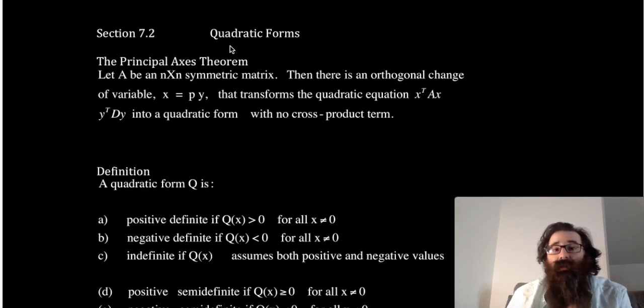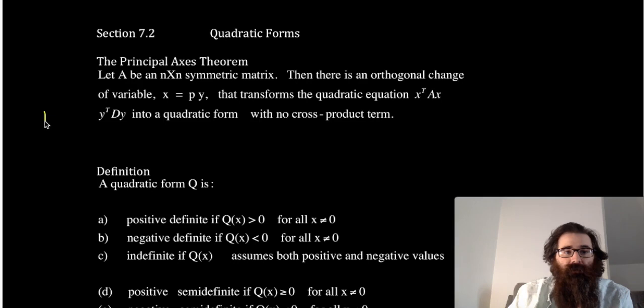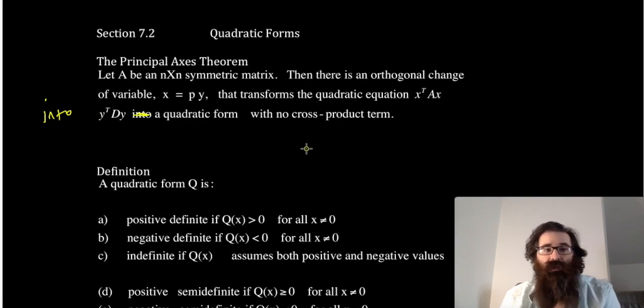To start, we're talking about quadratic forms. The principal axes theorem says, let A be an n by n symmetric matrix. Then there is an orthogonal change of variable, x equals P times y, that transforms the quadratic form x transpose times A times x into y transpose times D times y, which is a quadratic form with no cross product term.